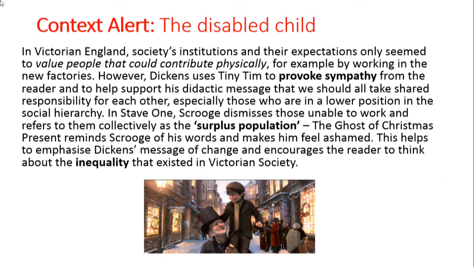Okay, so context alert, of course, as it says here, the disabled child. Now, Tiny Tim is Bob's youngest child. I was just looking at that image there, and of course it does give you a little bit of a spoiler alert for the end of the novella. So as the youngest child, inherently he is the most vulnerable.